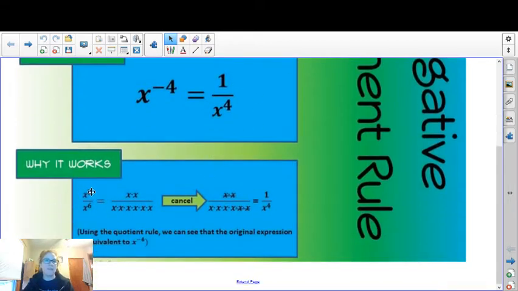I have x to the second over x to the sixth. I have 2 on top, 6 on bottom. I cross out the 2 that I have left, and there's just 4 hanging down below.